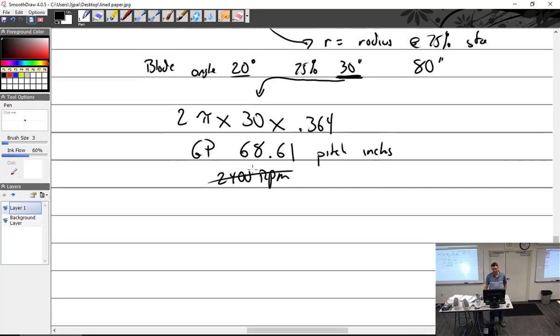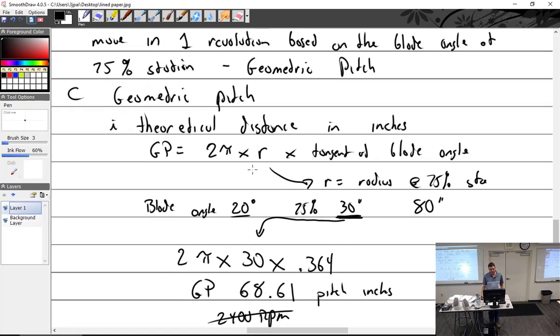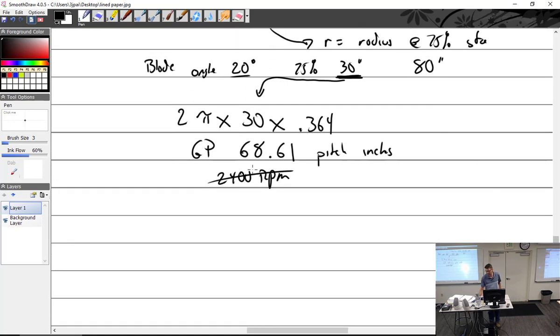All right, so that's our geometric pitch, the distance it would move forward, in theory, in one revolution. How far does it move forward in one revolution if you have your feet on the brakes? Hopefully nothing. Depends on how strong the engine is and how strong the brakes are.